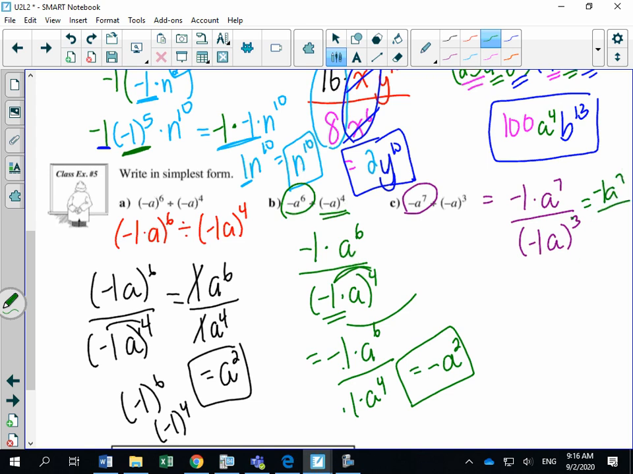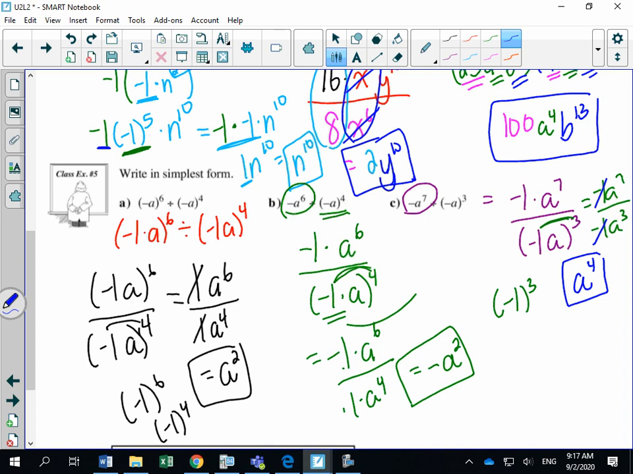In my denominator, though, I have to apply that 3 to that negative 1. So that's negative 1 in a bracket to the power of 3. That answer is negative 1, and then a to the 3. Now I have negative 1 divided by negative 1, which equals 1, or I could just cancel them, right? I could just say negative 1 divided by negative 1 is canceled. And then I have my a to the 7 minus 3 for quotient law, which is a to the 4. And that's going to be your final answer.